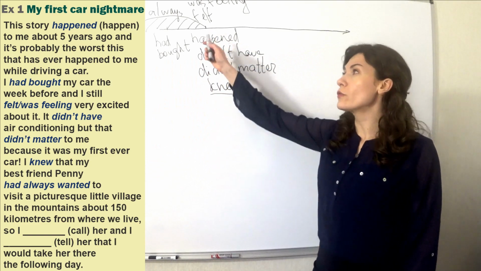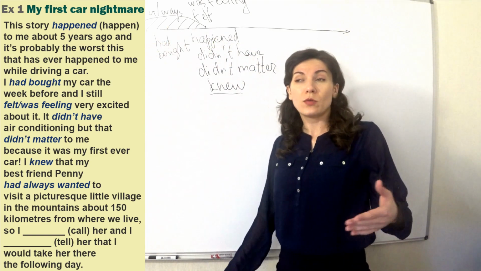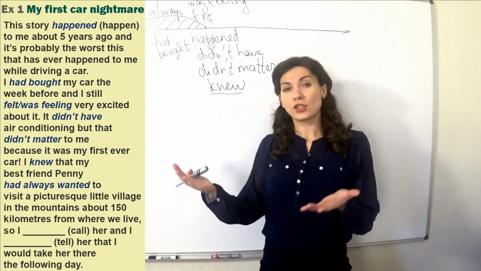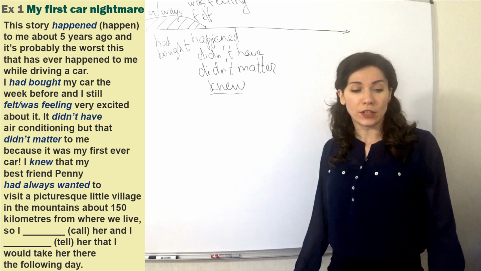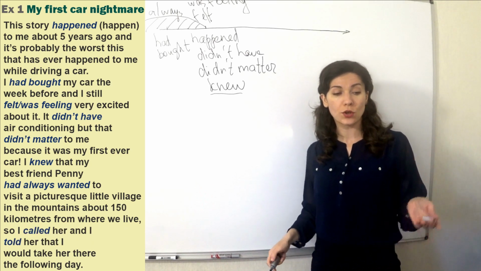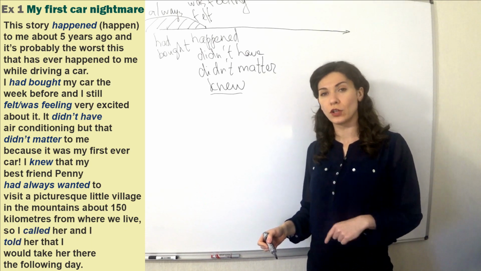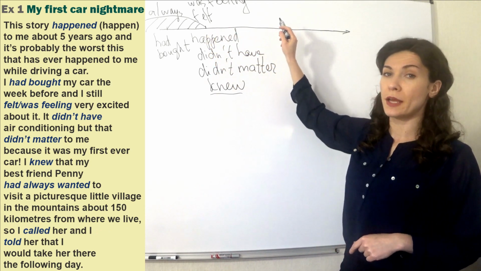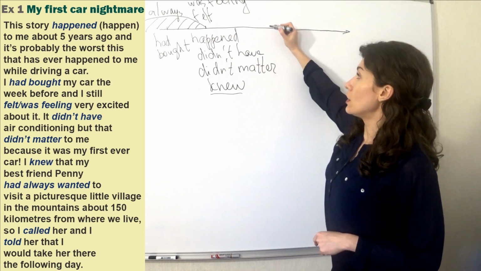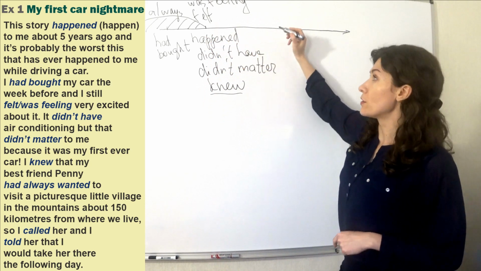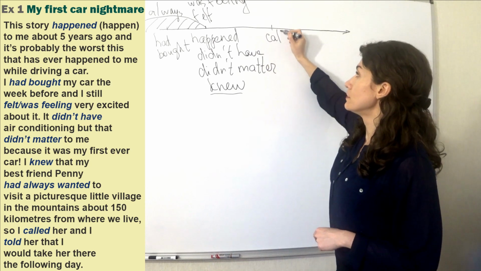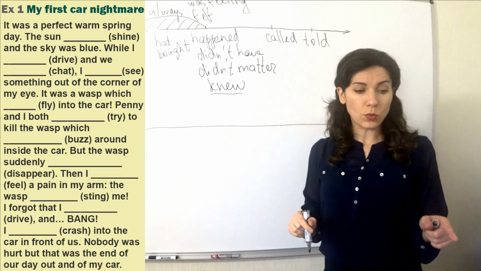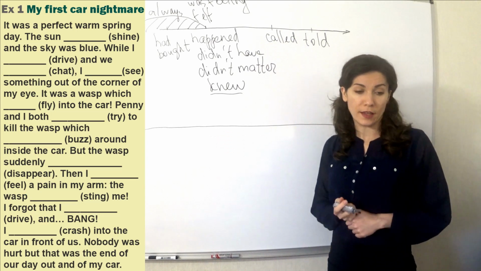But if we remove the word always from here, we would just need to use the past simple to describe the state. I knew that she wanted to visit a picturesque village. So I called her and I told her that I would take her there the following days. These actions happened after those that I mentioned before. So when I decided that I would take her on this trip, I called her and told her.